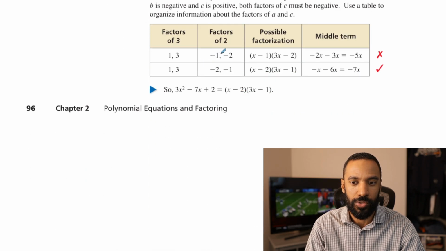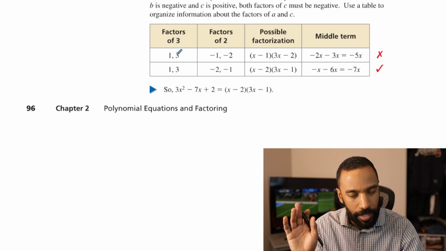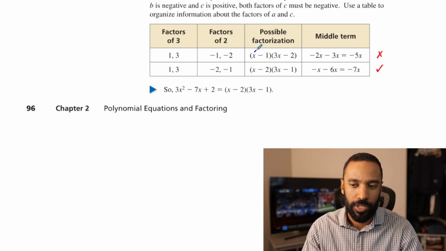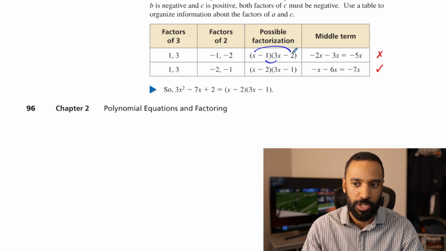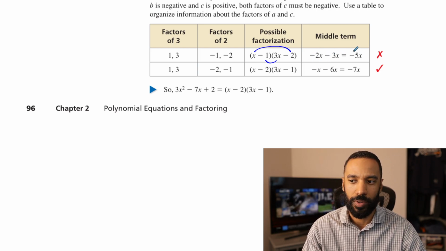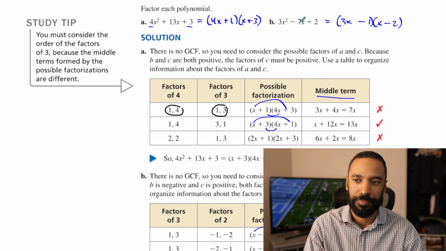So when you see these 2's, factors of 2, negative 1 times negative 2, negative 2 times negative 1. Okay, x minus 1 paired with 3x minus 2. You get negative 2x minus 3x. What I'm doing, once again, is multiplying these. Those are the cases of FOIL that make the middle term. Negative 2 minus 3 is negative 5. That's not the negative 7 we needed.